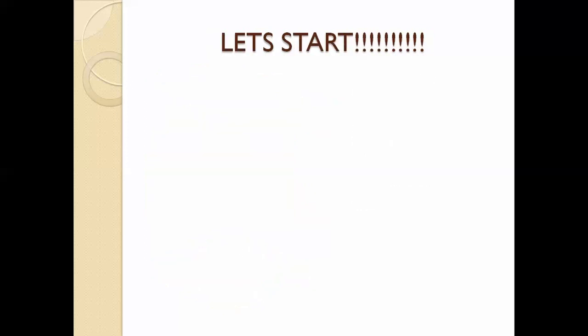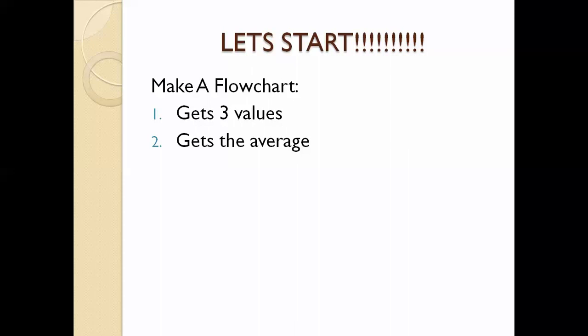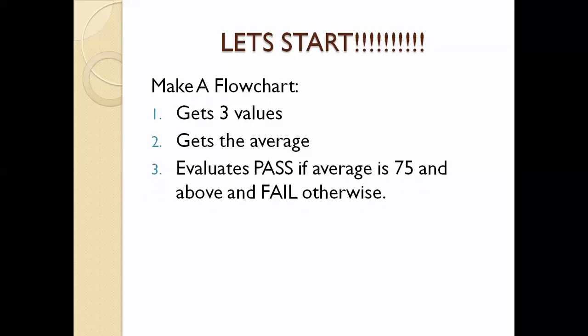So let's start with making a flowchart. Our process would be: it should get 3 values. It gets the average of those 3 values. It evaluates if it's pass, with the average higher than or equal to 75, or otherwise lower than 75, meaning fail. And it prints the average and your rating, whether you pass or fail.